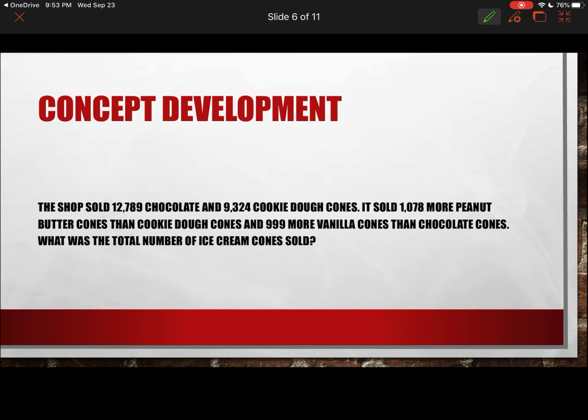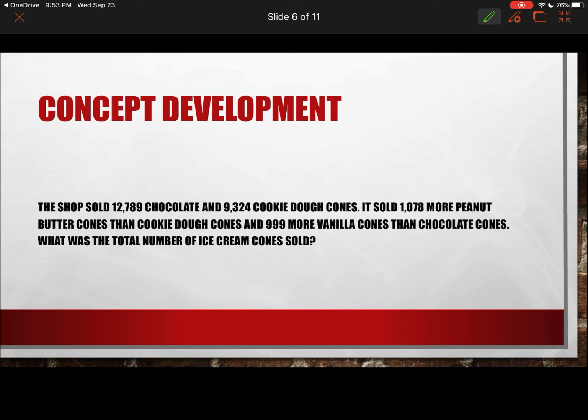The shop sold 12,789 chocolate and 9,324 cookie dough cones. It sold 1,078 more peanut butter cones than cookie dough cones, and 999 more vanilla cones than chocolate cones. What was the total number of ice cream cones sold? All right, so what we need to do first is figure out what our variables are.